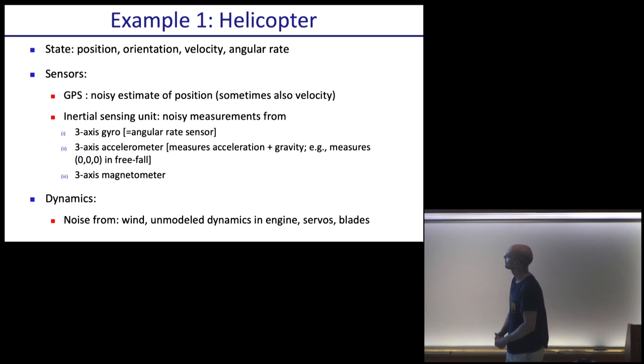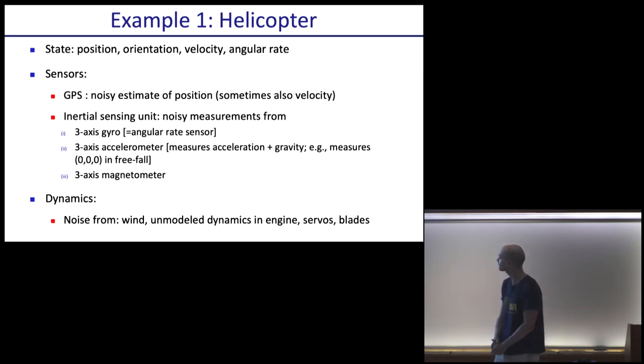Then a 3-axis accelerometer. Accelerometers measure acceleration, but not exact acceleration. It's a little trickier than that. It actually measures all zeros in free fall. So if you're free falling, an accelerometer measures all zeros. And if you're not free falling, for example, standing on the ground, the accelerometer will measure 9.81 meters per second squared, opposite to gravity, because you're resisting gravity.